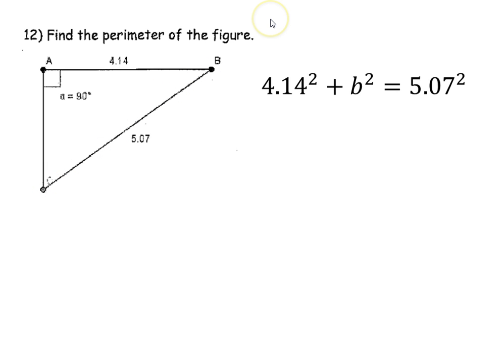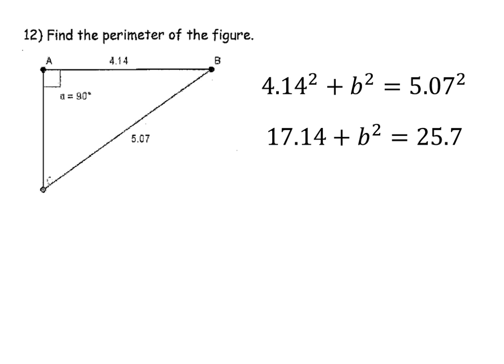So when we plug this in, we want to make sure that we're plugging in 5.07 for C because that's the hypotenuse. And then 4.14 would be our A. And B we're missing. That's what we're looking for. And we're looking for B because we need that to find the perimeter. So evaluating these squares, 4.14 squared is 17.14, 5.07 squared is 25.7.